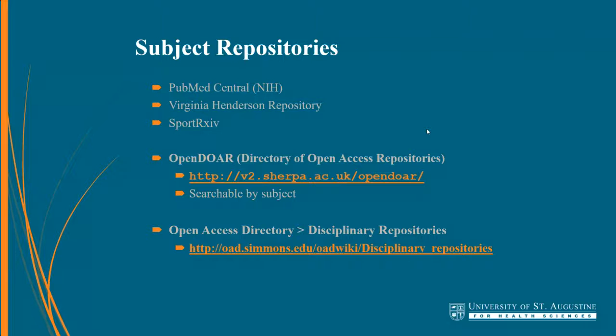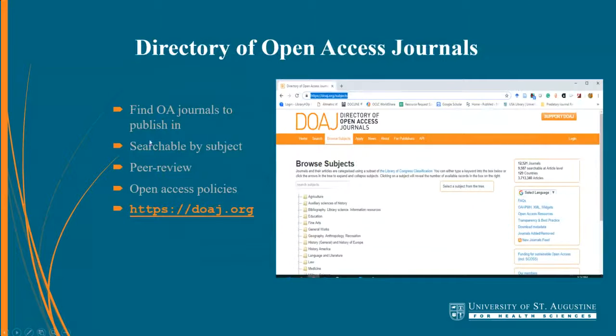OpenDOAR is one of those. It's a directory of open access repositories, or the Open Access Directory at Simmons University. Neither one of those is terribly friendly when it comes to searching those, but you can limit them by subject and locate repositories in your subject field if you're interested in that.